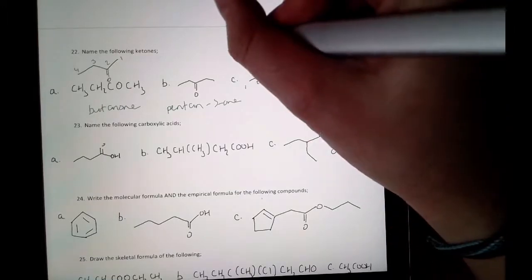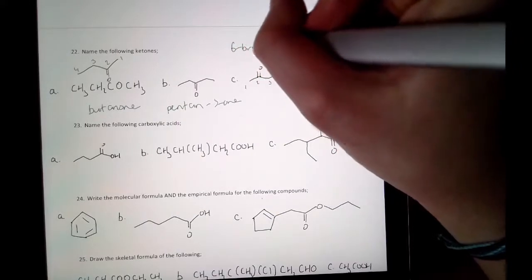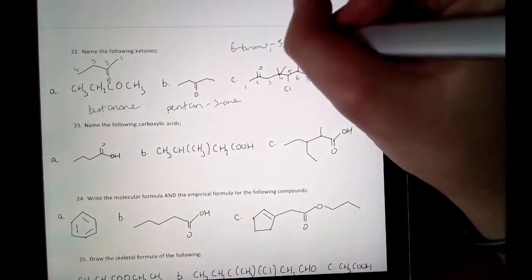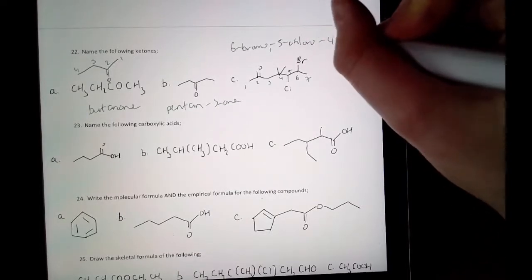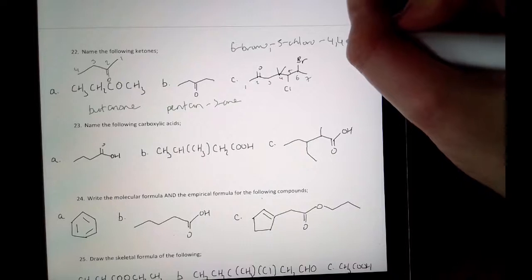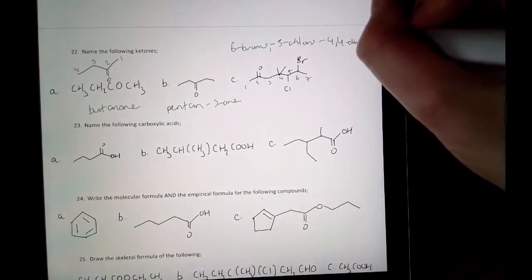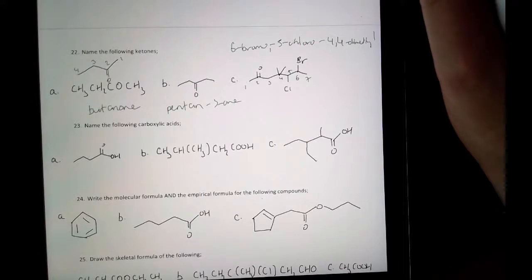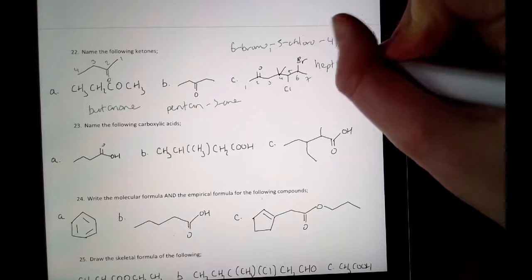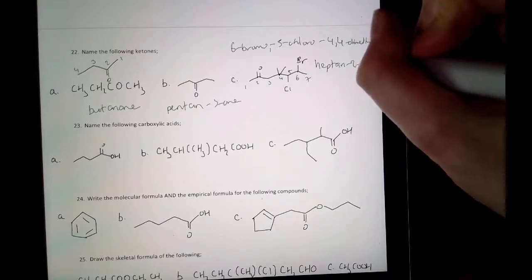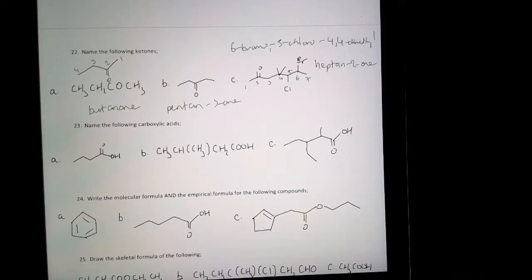So I'm going to have 6 bromo, 5 chloro, and on carbon 4, I've got 2 methyl groups. 4, 4 dimethyl. So 6 bromo, 5 chloro, 4, 4 dimethyl, and it is heptan-2-one. So I need to specify on which carbon I'm putting my carbonyl group in heptanone. So it's going to be heptan-2-one. So 6 bromo, 5 chloro, 4, 4 dimethyl, heptan-2-one.